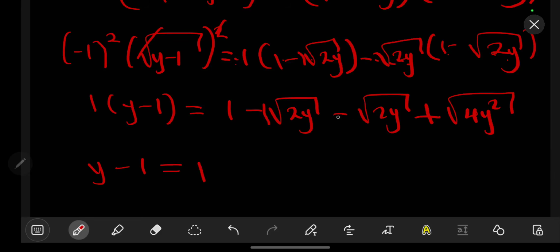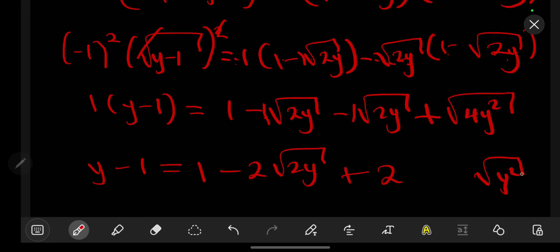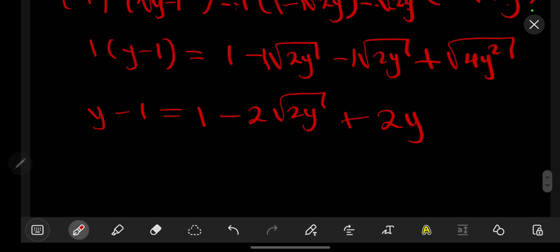Then how we subtract, just look at the numbers outside, so negative 1 minus 1 is negative 2, then we have 2y. Then the square root of 4y squared is, the square root of 4 is 2, the square root of y squared is equal to y, because this and this one will cancel. So what we have is 2y, like that.